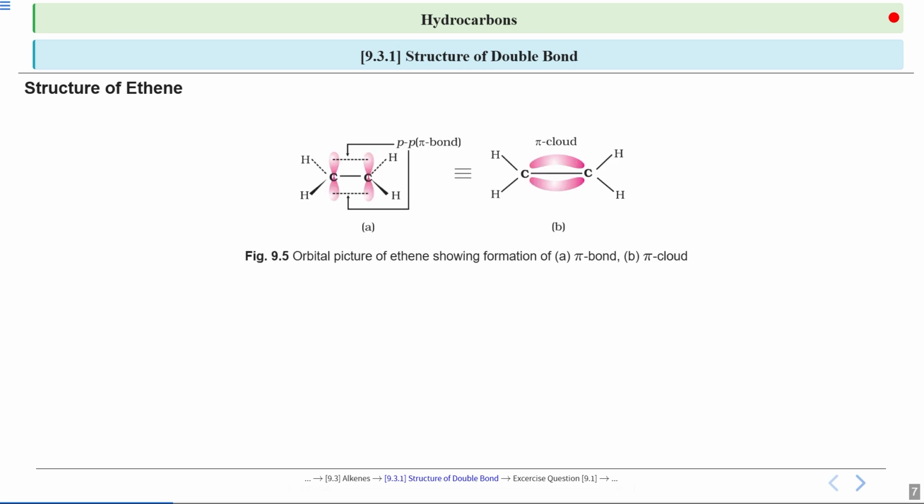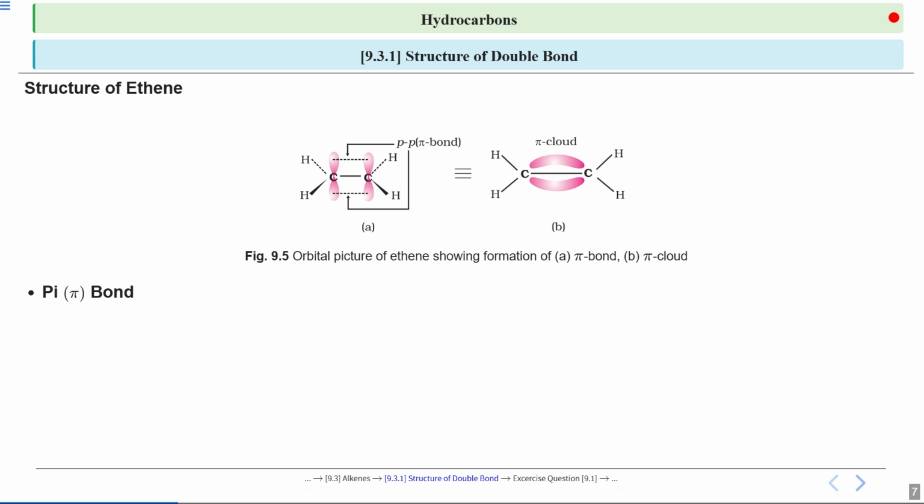Here we have an image illustrating the orbital picture of ethene. Notice how the diagram shows the formation of the pi bond and the pi cloud. Now this visual is crucial because it helps us see how the electrons are distributed in the molecule, which affects the reactivity and properties.